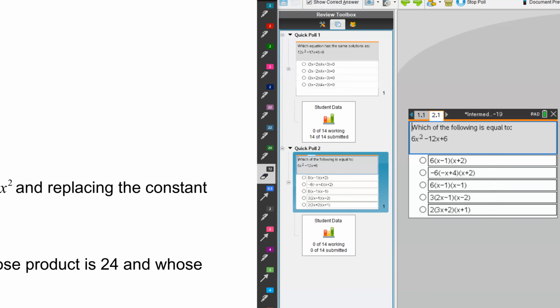So try this one out. When you're done, push submit. Yeah, greatest common factor. It's in all 3 of them. But then why? I'm gonna go over it in a moment.